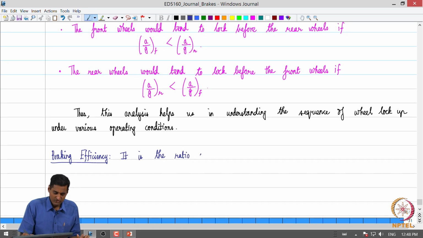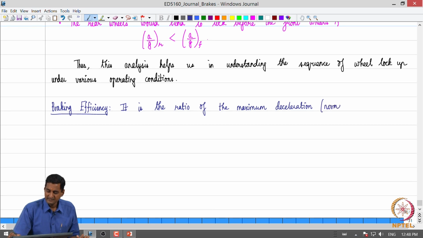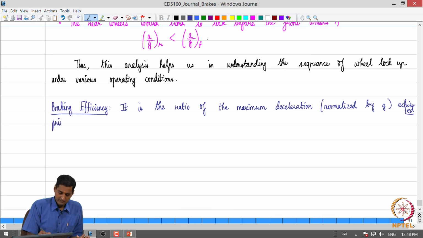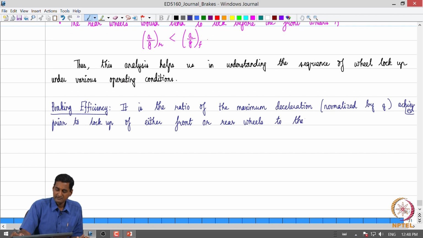So, it is the ratio of the maximum deceleration, of course in terms of A by G, normalized by G, achieved prior to lockup of either front or rear wheels, to the sum of mu P and Fr.